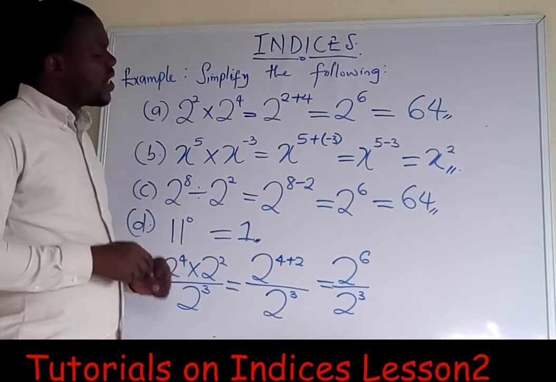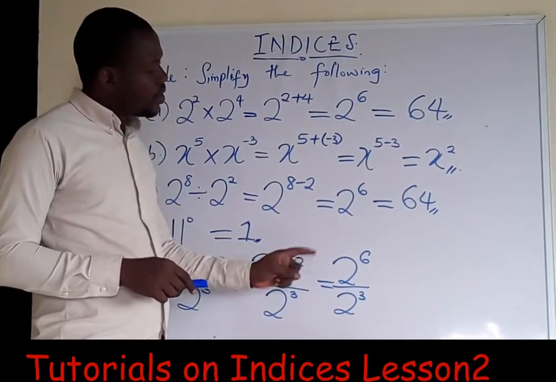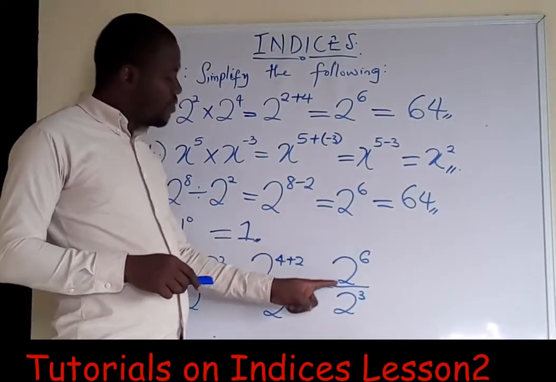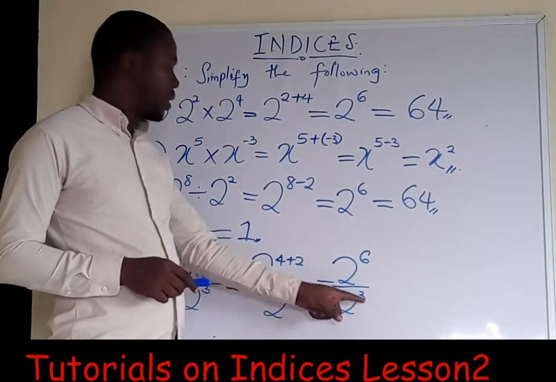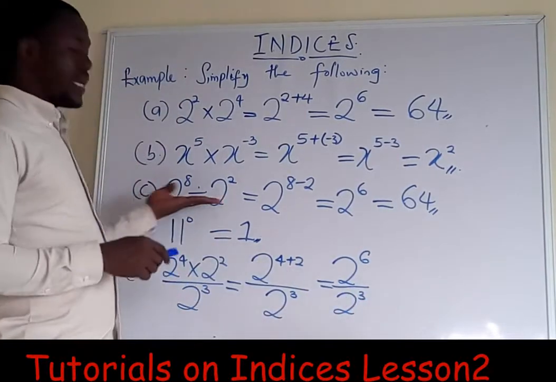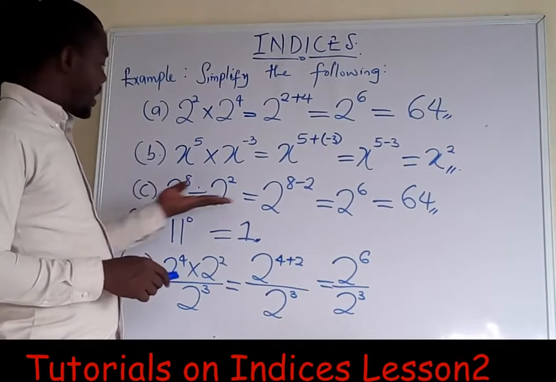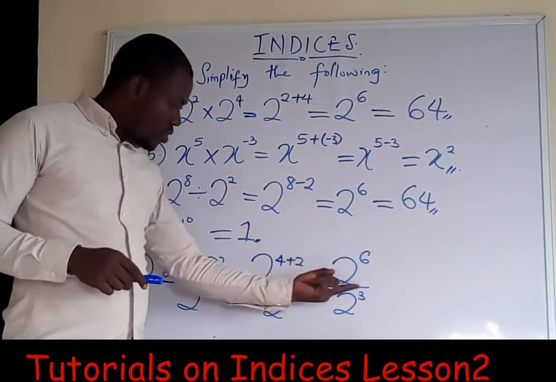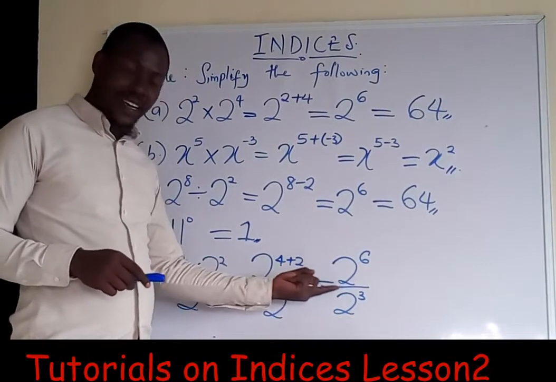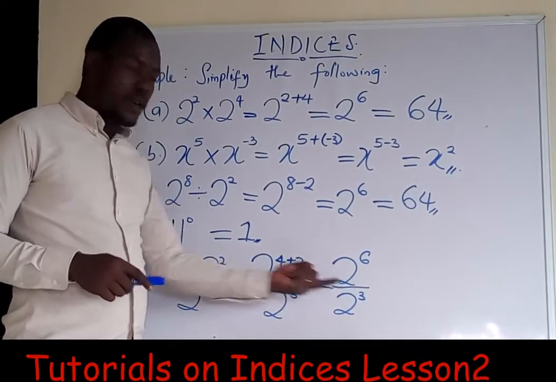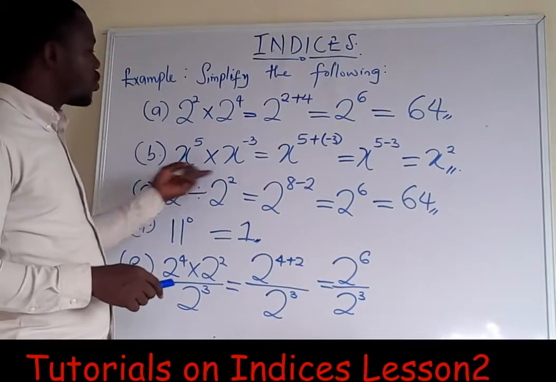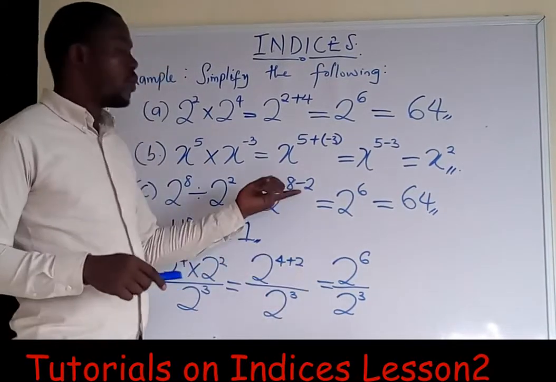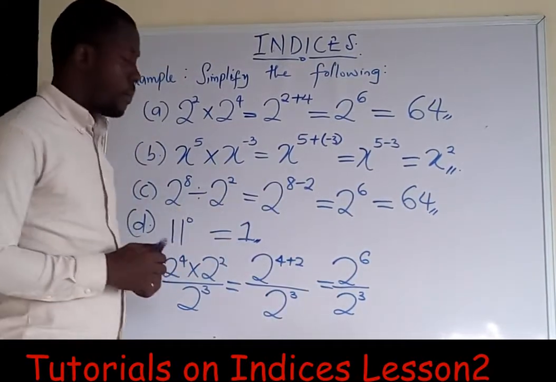If you look at this particular one, what it is saying is 2 to the power of 6 divided by 2 to the power of 3. If you like, you can write it like this, or it can take this form. Once this is there, it means a division sign. When we are dividing and we have the same base number, we subtract their powers.